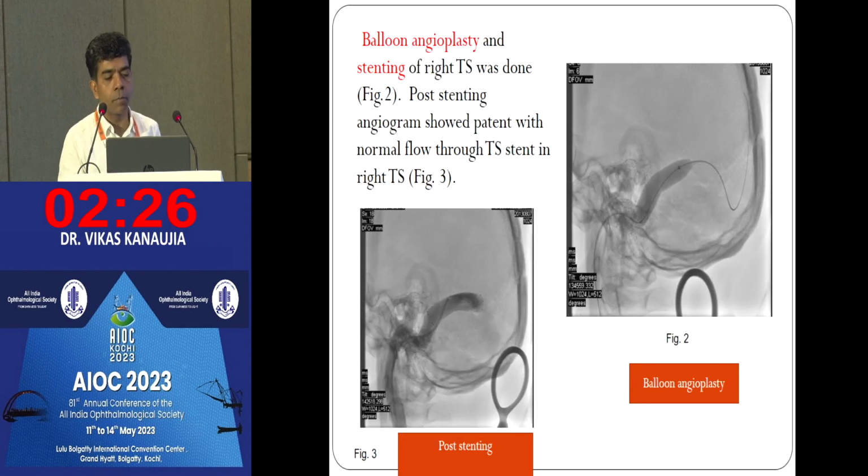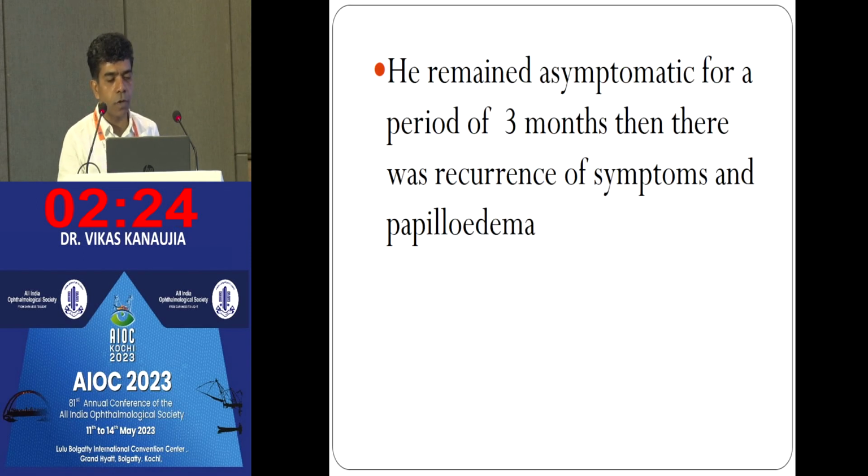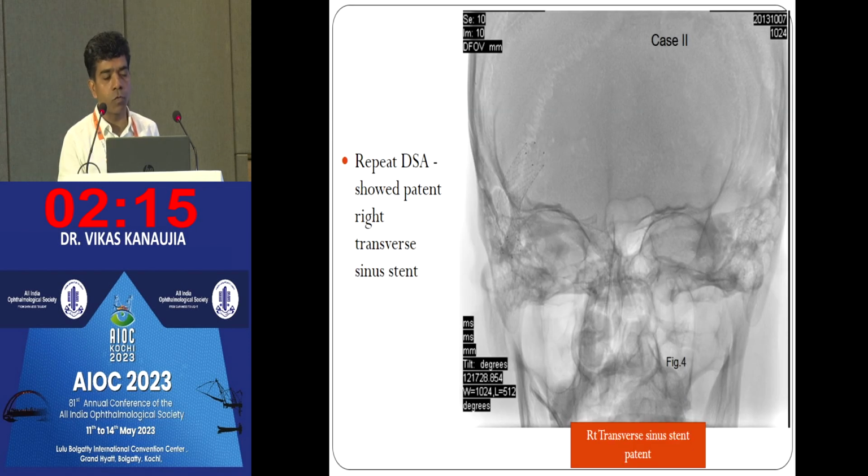Considering this, balloon angioplasty and stent was placed, and he remained asymptomatic after stenting for a period of 3 months. But again, there was a recurrence of symptoms, and the patient came again to us. A repeat DSA was done. The stent was there. Transverse sinus was again patent.